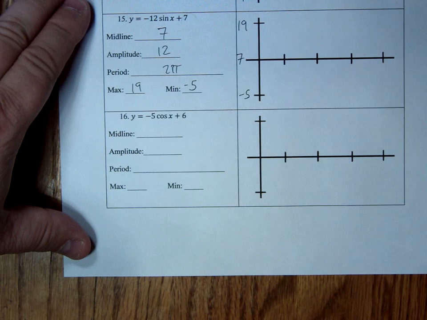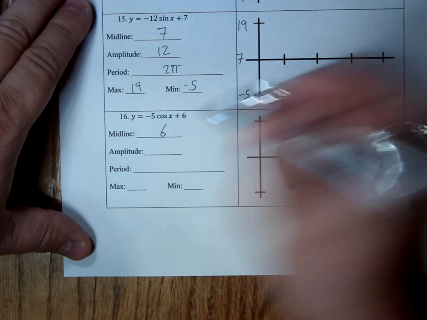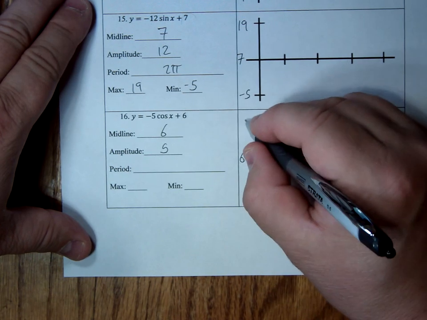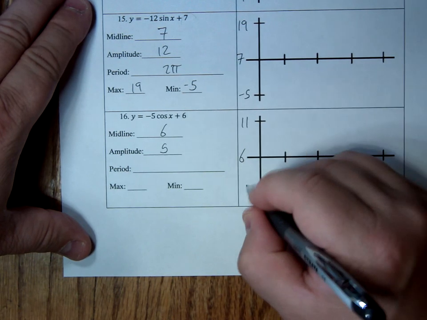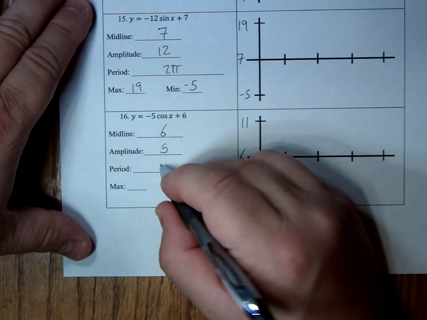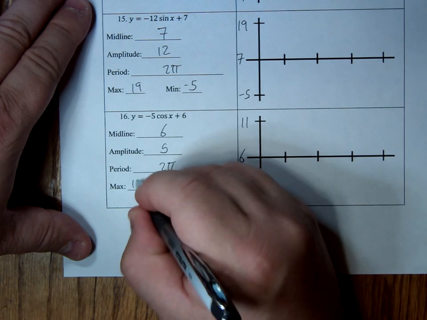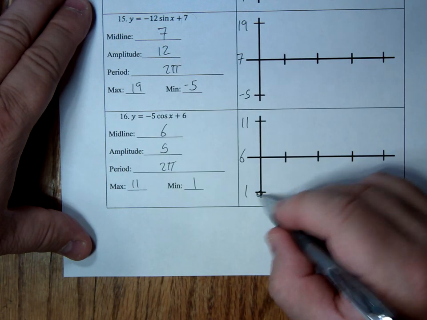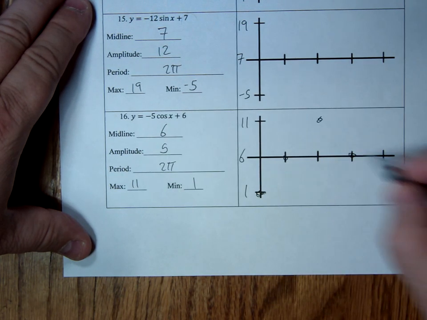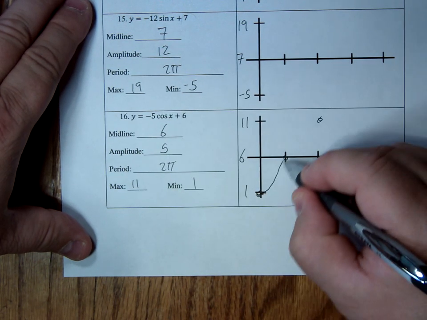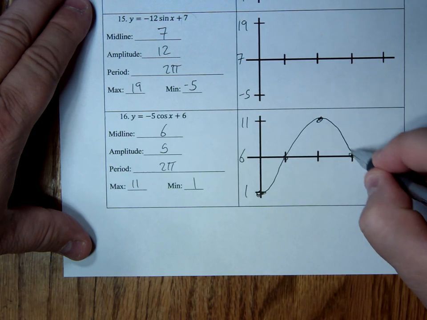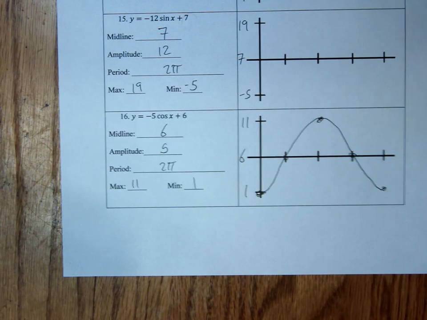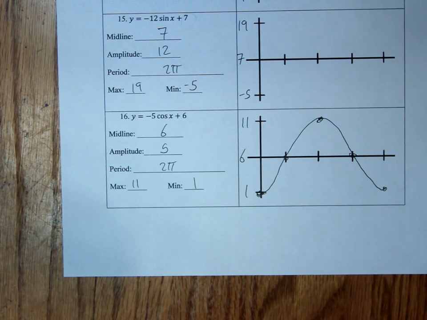And then the last one, 6 is the midline. 5 is the amplitude. So up 5 would be 11. Down 5 would be 1. Period's 2 pi, 11, and 1. Again, negative cosine, starting at the bottom. Started at the bottom, now we're here. There we go. Alright, so that's your homework, hopefully, or what you were assigned already.